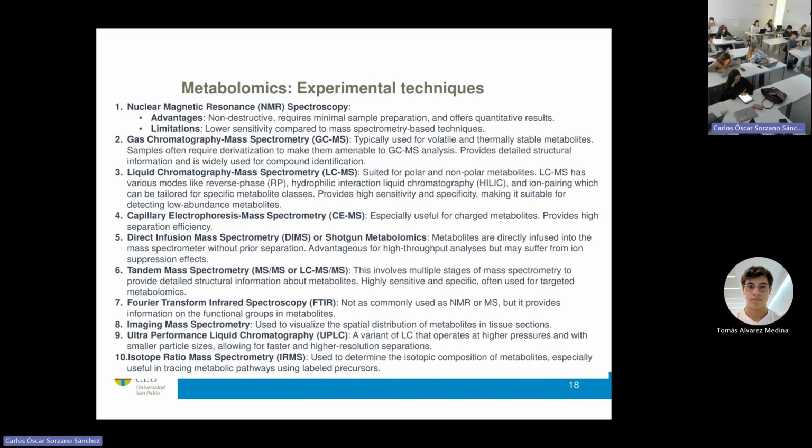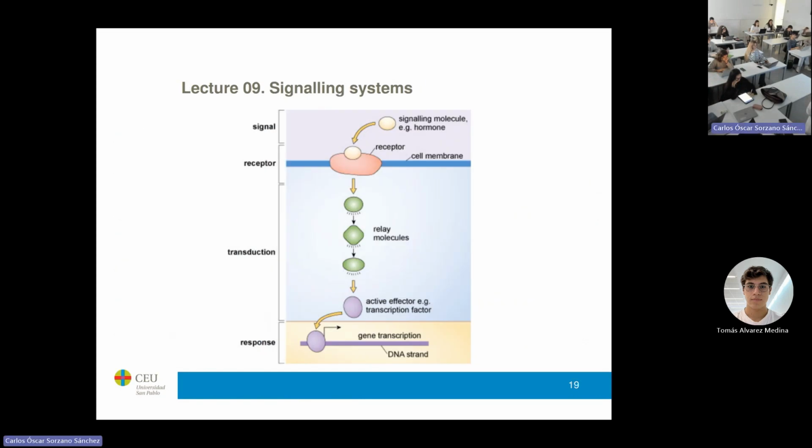And these are different techniques to measure metabolomic data. Most importantly, you have magnetic resonance and mass spectroscopy, in many different versions. Any question up to here?